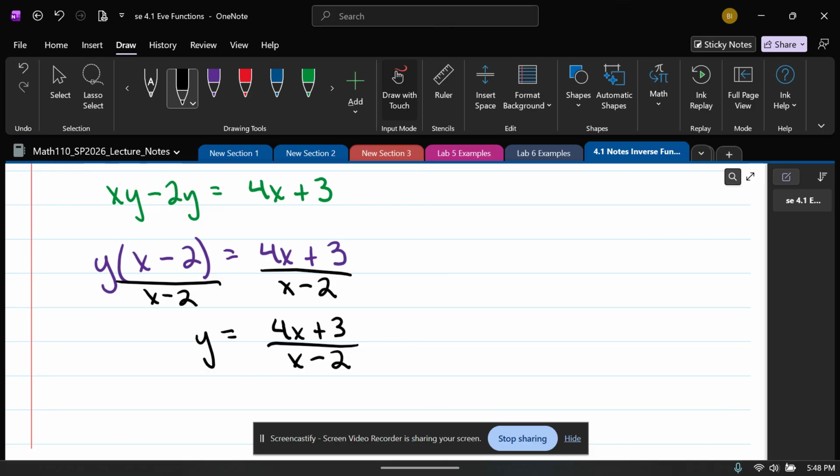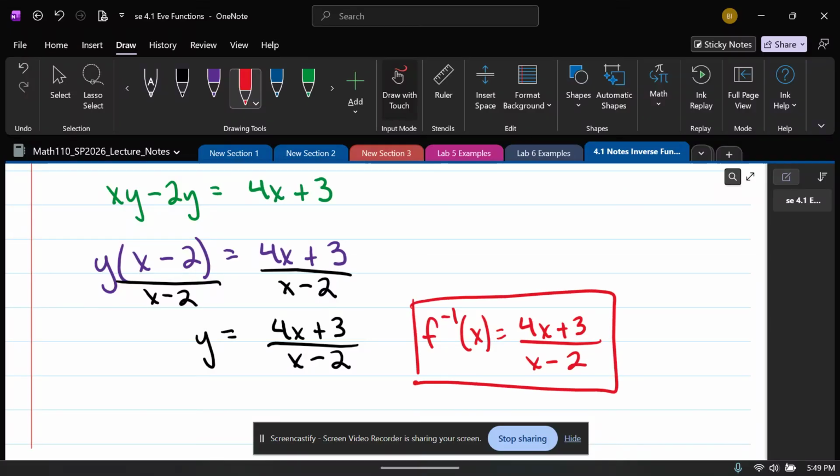Now I have gotten y back by itself. So I'm ready to rewrite this in inverse notation, which we started out with f. So f inverse of x equals 4x plus 3 over x minus 2. Not the easiest thing in the world, but it's not too terribly complicated. That factoring step is the thing that gets most folks, is they forget to do that factoring step.